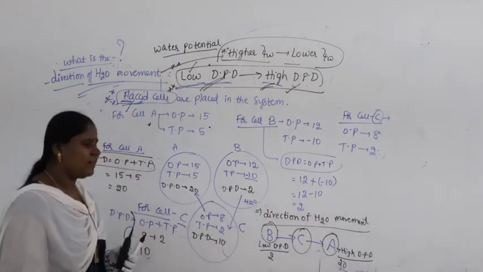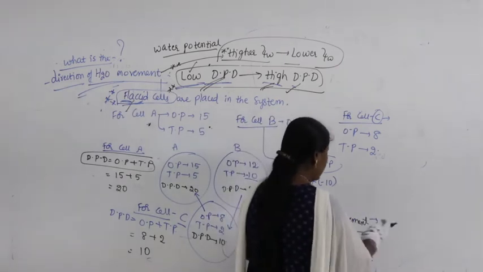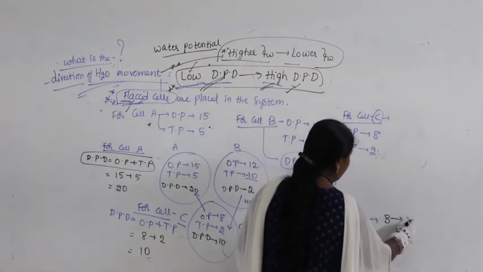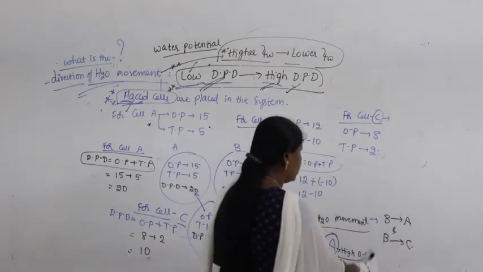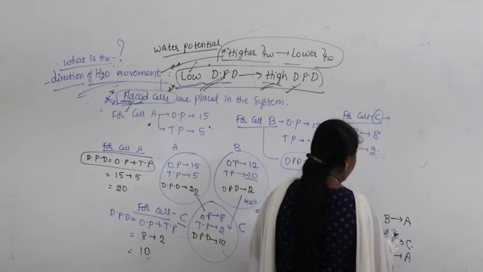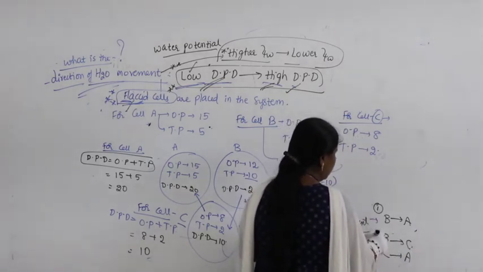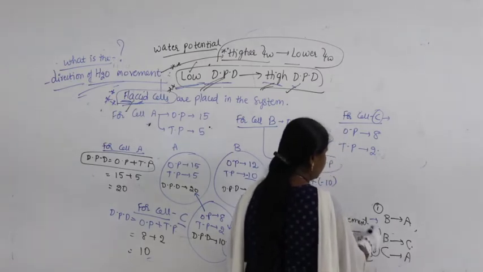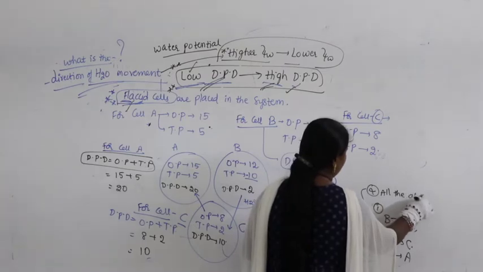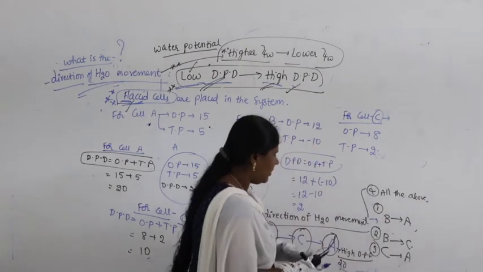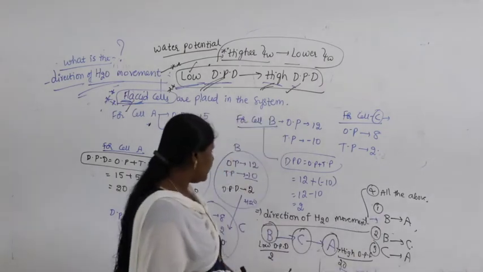Sometimes you may not find this option at all. Then if not this, you will find the option as B to A, and B to C. And you can also write C to A. If all three are given, if this is the first option, this is the second option, this is the third option, then what is correct? All the above. Here I have written below, but all the above. That means the first option is also correct, that is B to A.